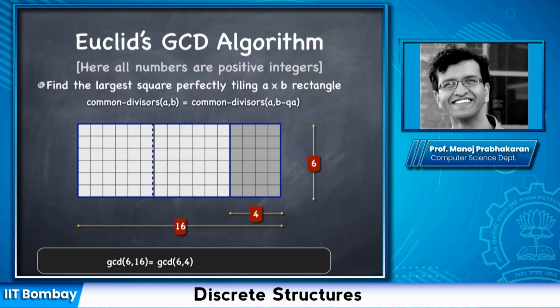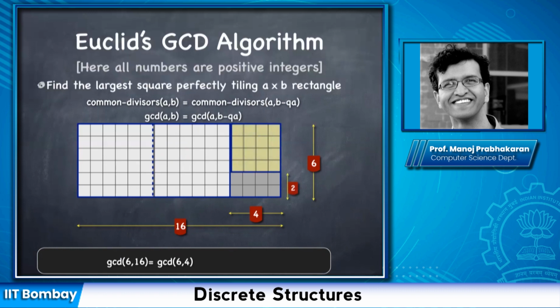So this just corresponds to removing 2 copies of 6 from 16, right? So again, as we saw, GCD of A and B is the same as GCD of A and B minus QA. And at this point, B minus QA, in this case 4, is smaller than 6. So I cannot put another 6 by 6 tile on top of this anymore. But I'm again thinking of tiling this thing with as big a square tile as possible. I just go ahead and pick the largest square I can, which is a 4 by 4 square.